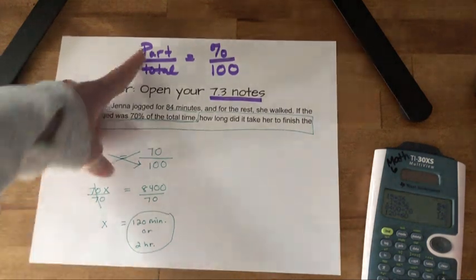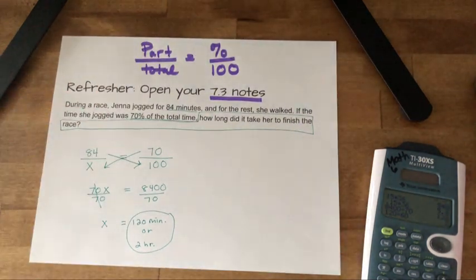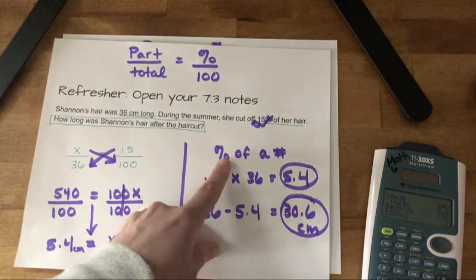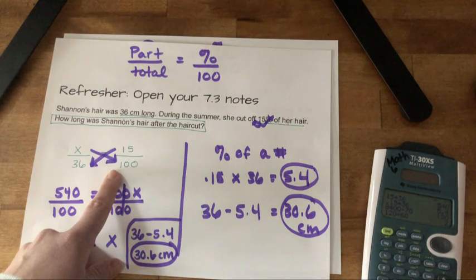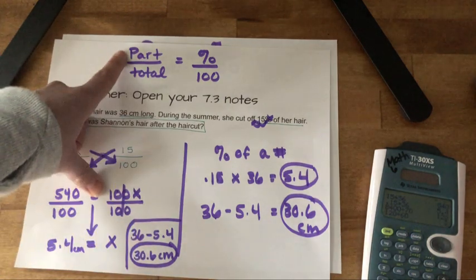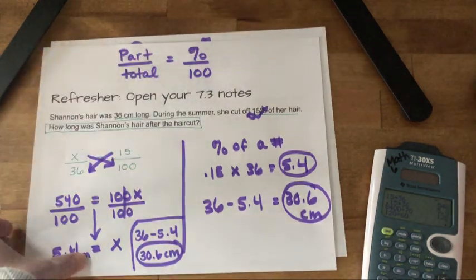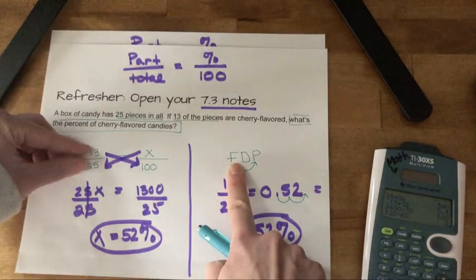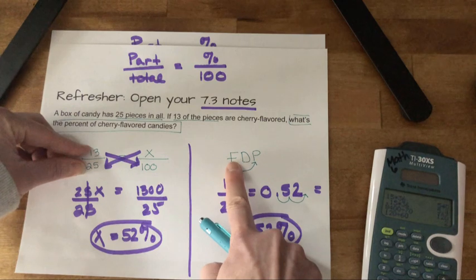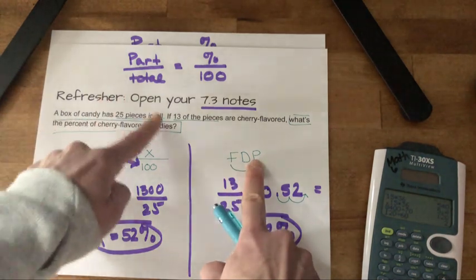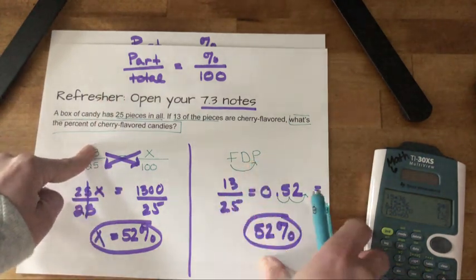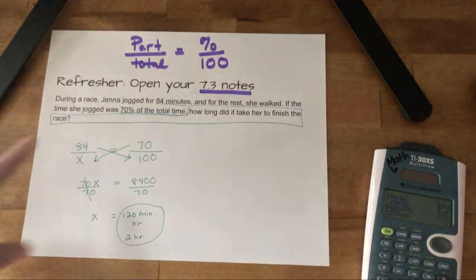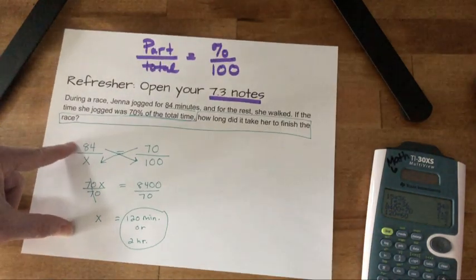So again, whenever you're finding the part, go ahead and use your percent of a number. Or you can set it up in the percent proportion when you're finding the part. When you're finding the percent, it's okay to just think, well, I have my fraction set up over here, so I'm just going to change that fraction to a percent. Or you can set it up in the percent proportion. When you're finding the total, the percent proportion is the best way to go.